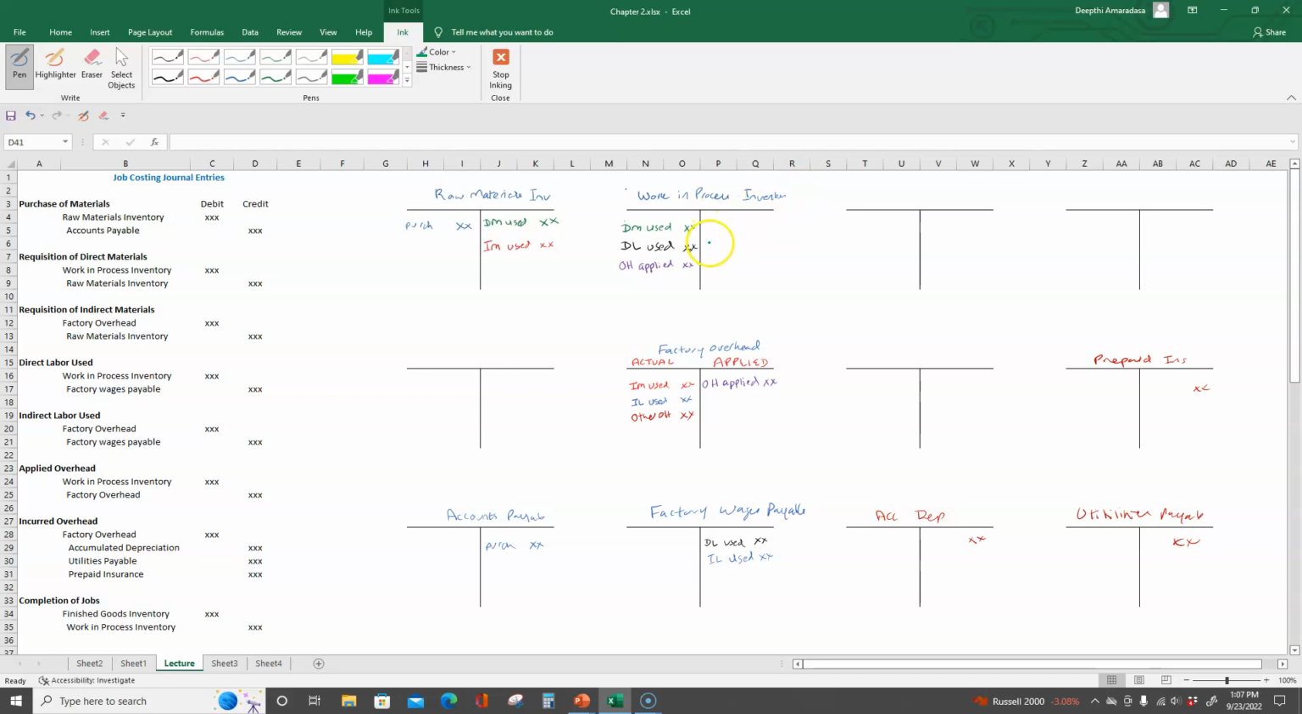This is cost of goods manufactured. That gets credited to work in process inventory, and then it gets debited to finished goods inventory. I'm going to record this here, cost of goods manufactured, and then let me go ahead and label this account. Here will be the finished goods inventory account.